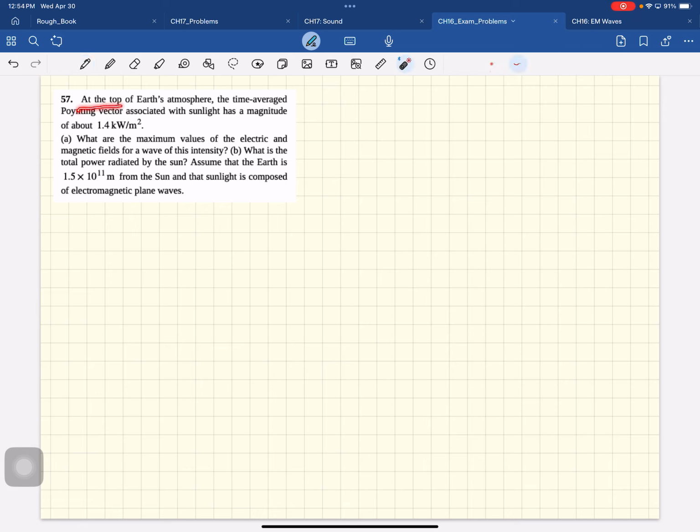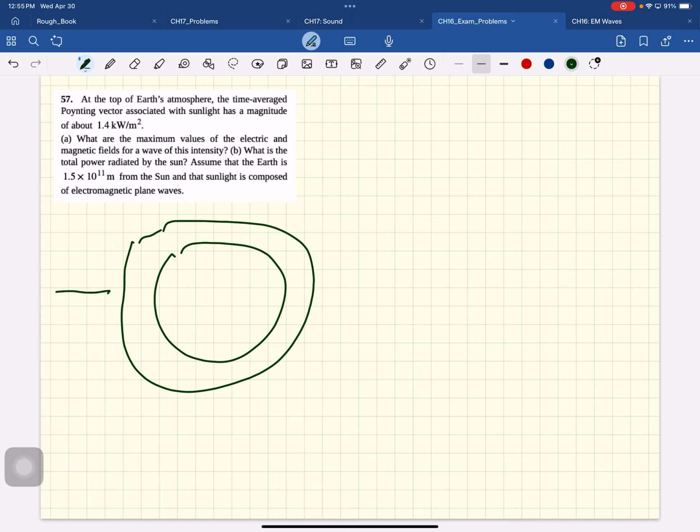Okay, this problem says at the top of the Earth's atmosphere, the time average pointing vector, which tells you the intensity of the electromagnetic wave associated with sunlight, has a magnitude of 1.4 kilowatts per meter squared. Okay, so at the top of the atmosphere, the intensity of light is 1400 watts per meter squared.